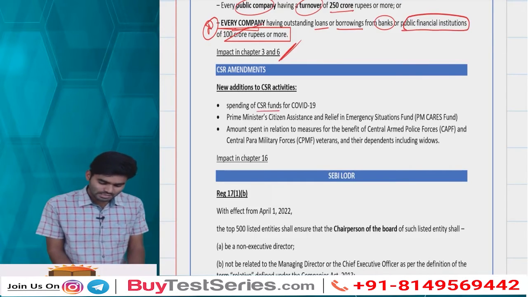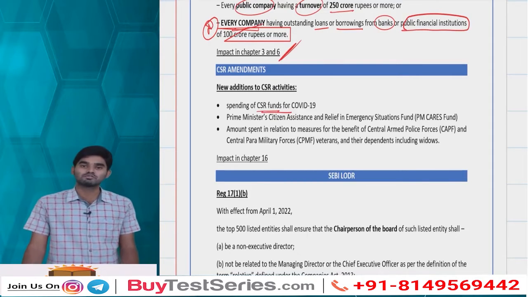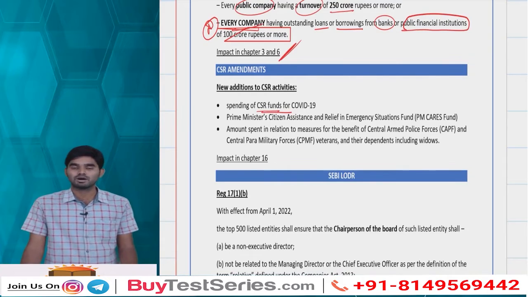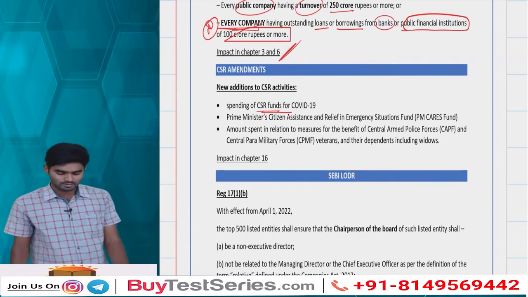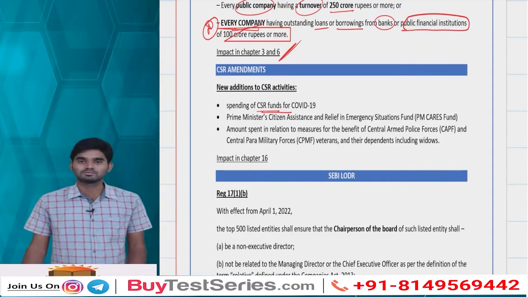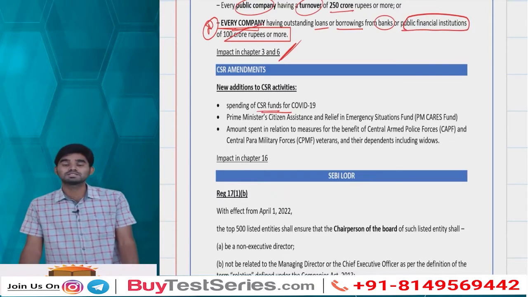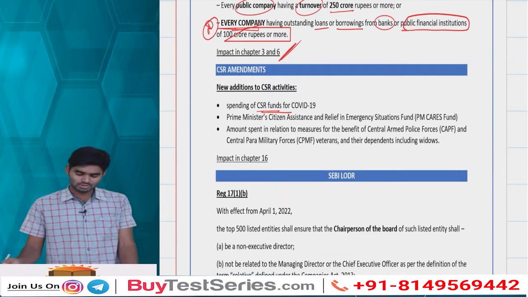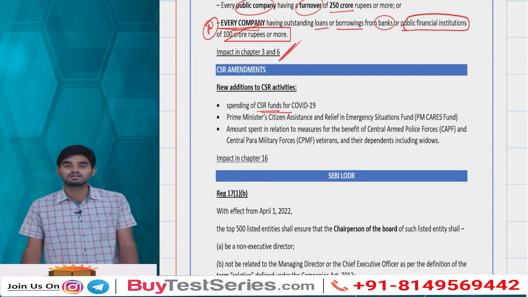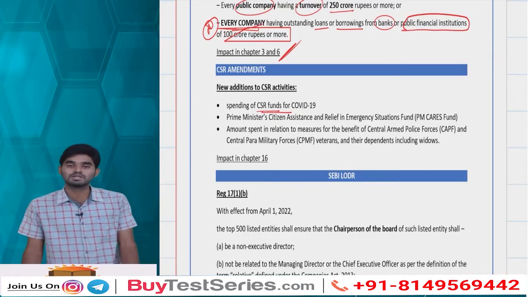So spending of CSR funds for COVID-19 shall qualify as a CSR amount. Second, the donations that you make to the PM Cares Fund will also be eligible as a CSR spent amount, CSR activity. Clear? Due to this COVID-19, this PM Cares Fund has come up, and lots of corporates have donated some crores of amount for the well-being of India.